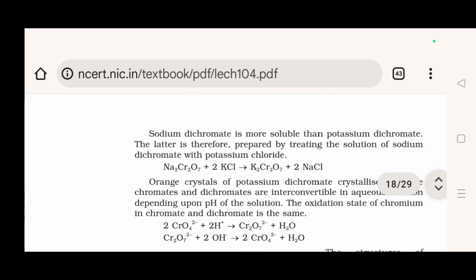Sodium dichromate is more soluble than potassium dichromate. The latter is therefore prepared by treating the solution of sodium dichromate with potassium chloride. Na2Cr2O7 + 2KCl gives K2Cr2O7 + 2NaCl. Orange crystals of potassium dichromate crystallize out.